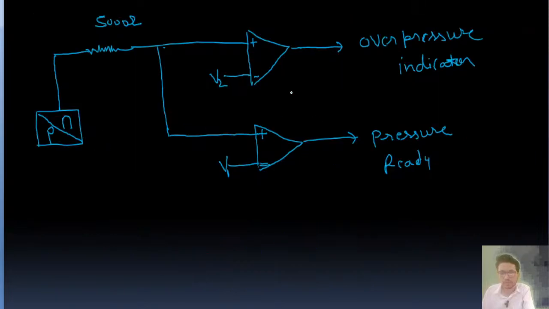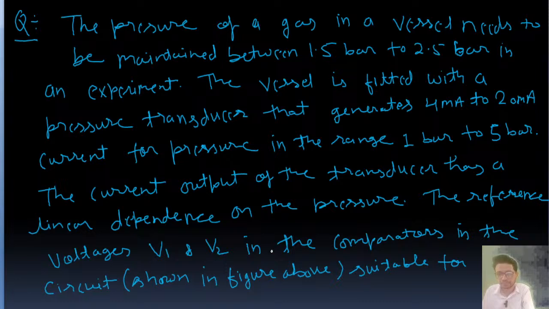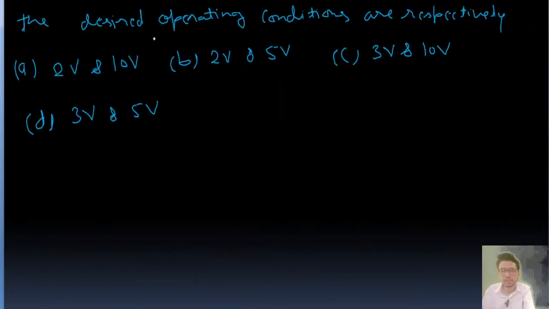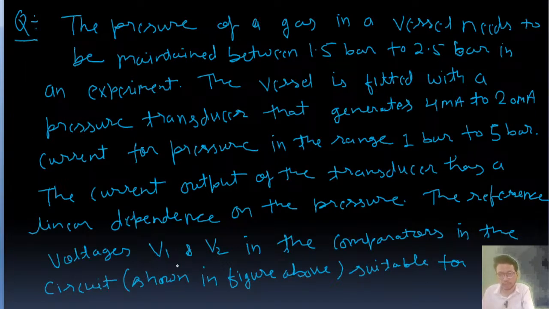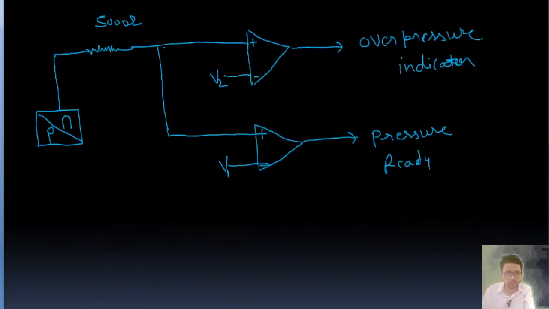So this is the circuit which is given. These are V1 and V2 which we need to find out, the reference voltages suitable for the desired operating conditions, provided the pressure in the vessel must be between 1.5 bar to 2.5 bar. So this is the question, guys. I'm going to solve it now.